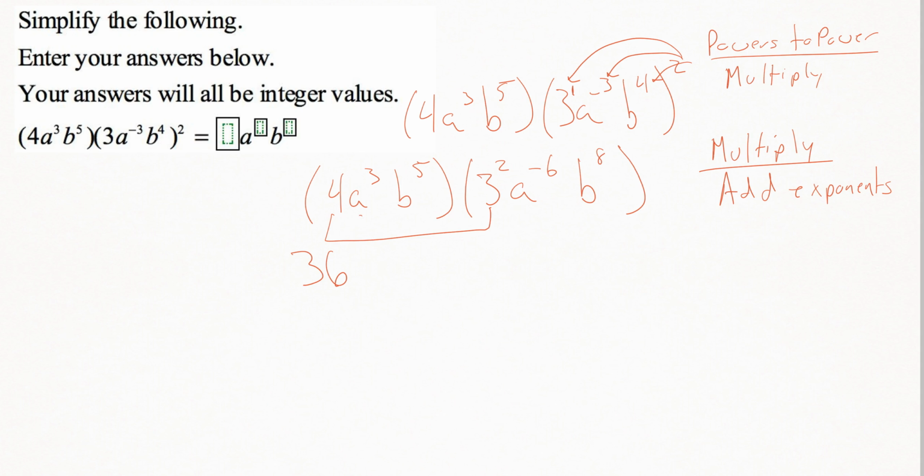We're next going to work with the a term, so a's with a's, and when we multiply, we add exponents. So we're going to be looking at a to the -3rd here. 3 plus -6 gives us -3. And then the last term is going to be dealing with our b's. So b's go with b's, and we're just going to be adding our exponents again. So we have b to the 5th and b to the 8th. So we're going to do 5 plus 8, which is going to leave us with b to the 13th power. So our final answer would be 36a to the -3rd and b to the 13th.